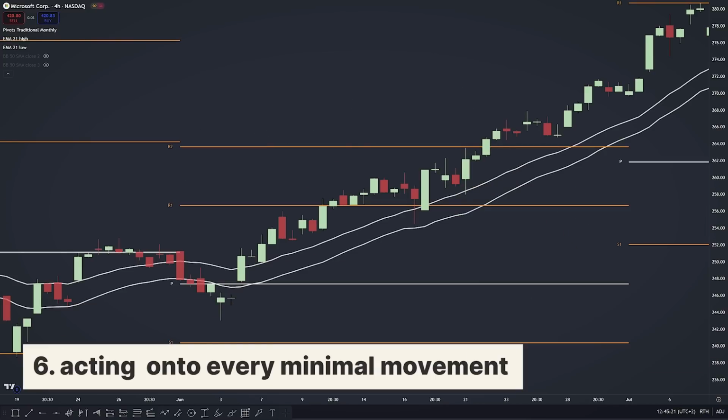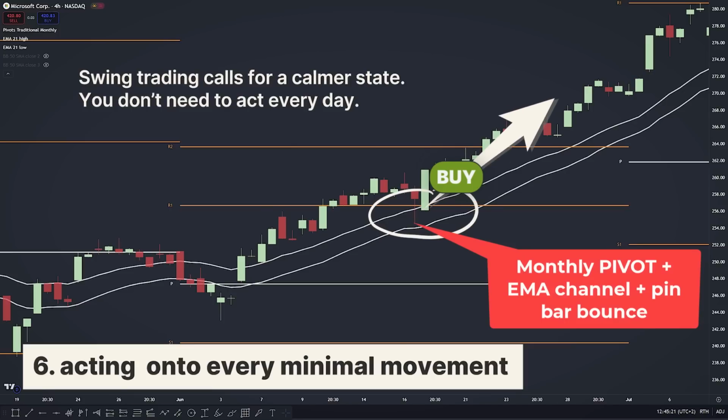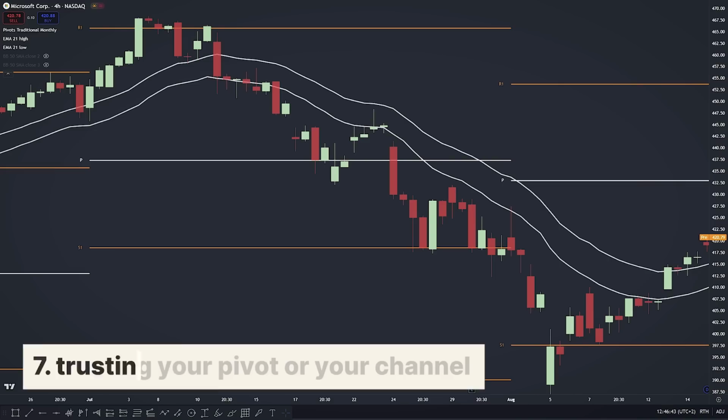Another challenge you'll face, especially if you're used to day trading, is the impulse to act on every minimal movement. Swing trading calls for a calmer state. You don't need to act every day. You pick your level. You wait, sometimes multiple days, for price to get there. You see if it sets up. If not, you skip it. That's the discipline part.